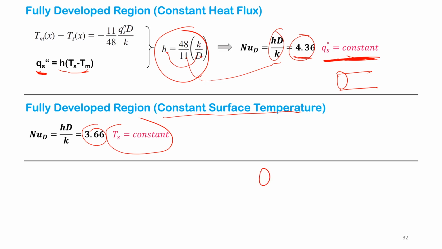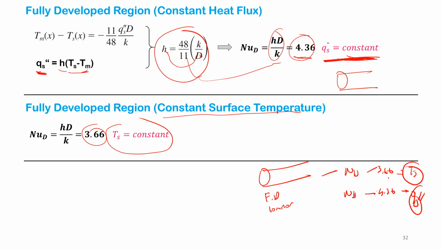So it is telling us if you have fully developed laminar flow, the Nusselt number will be equal to 3.66 if you have a constant surface temperature, and 4.36 if you have a constant heat flux. Since the diameter of the pipe is the same, the local value is the same as the average. Because the diameter is the same, it doesn't matter where you evaluate it, it's always the same. So if you average the constant, it's still going to be the constant. So this is also important to realize.